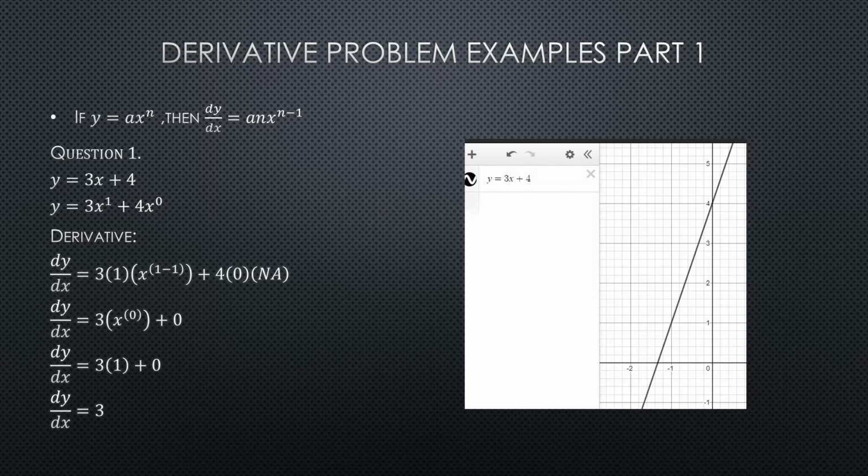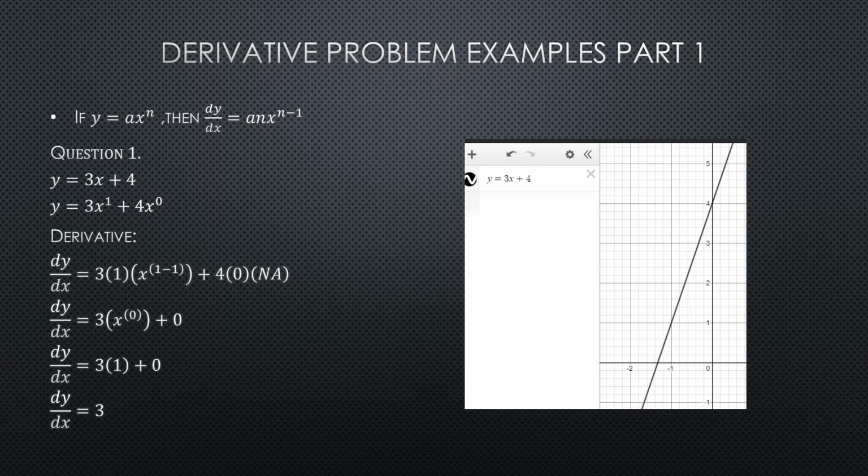So if we've got y equals 3x plus 4, remember that's the same as y equals 3x raised to the 1 power plus 4x to the 0. Anything raised to the 0 power is equal to 1, so it does not change that statement any to say 4x raised to the 0 power, but it does help us apply the derivative model so that we can take the derivative of that.